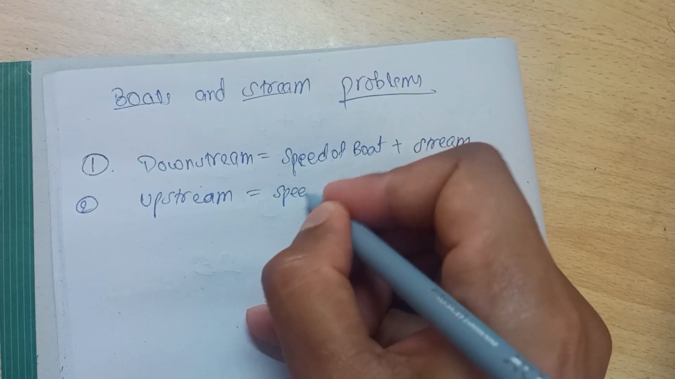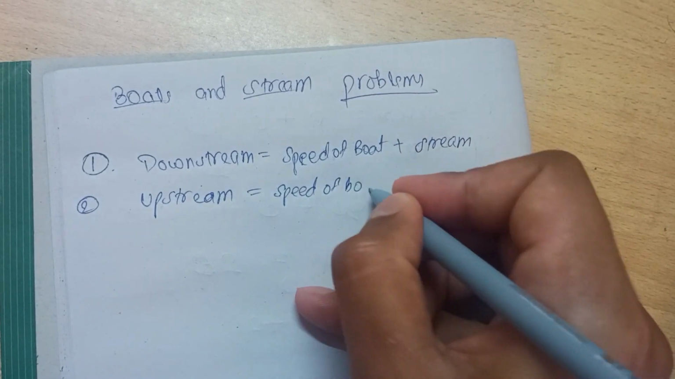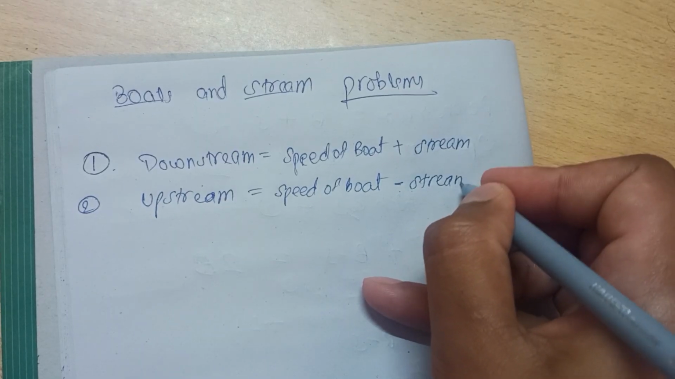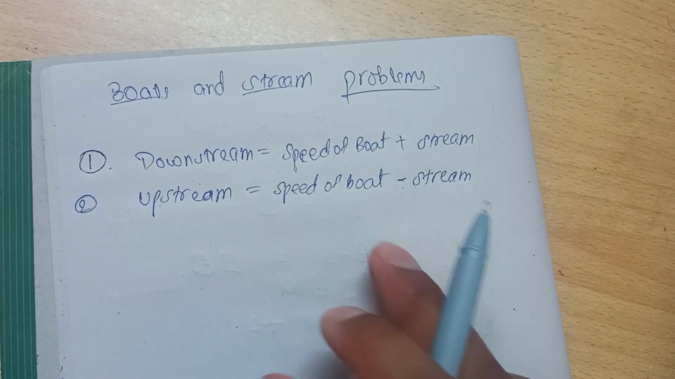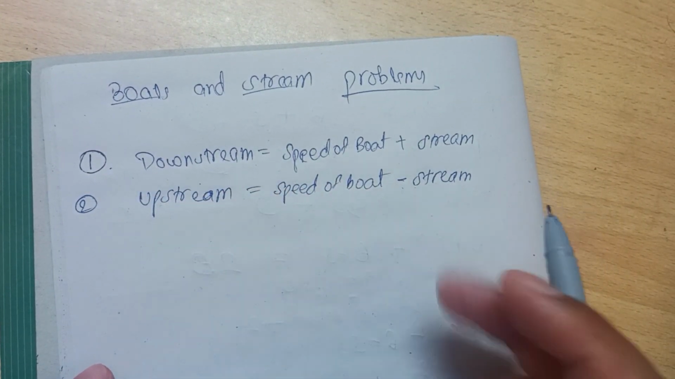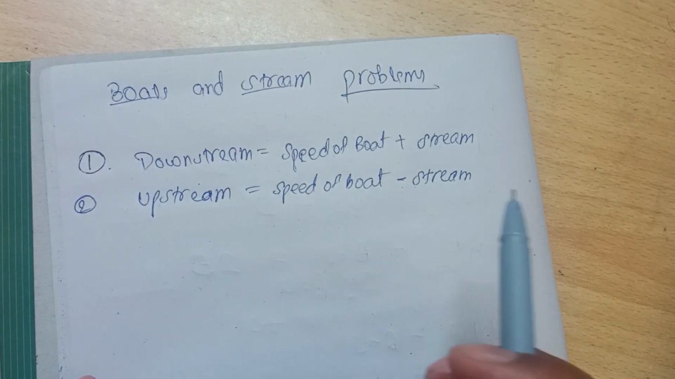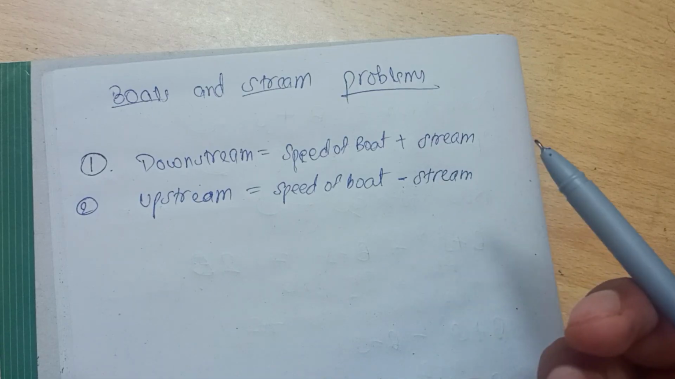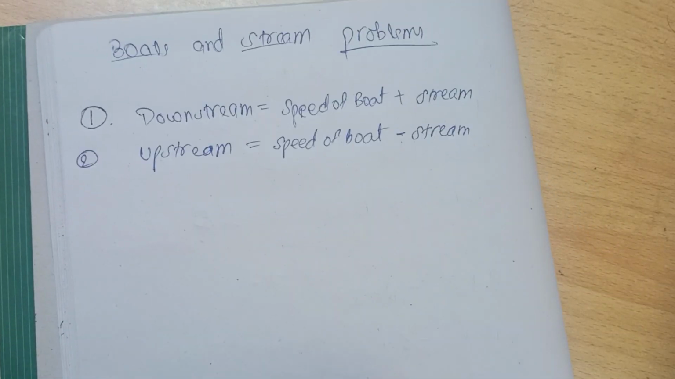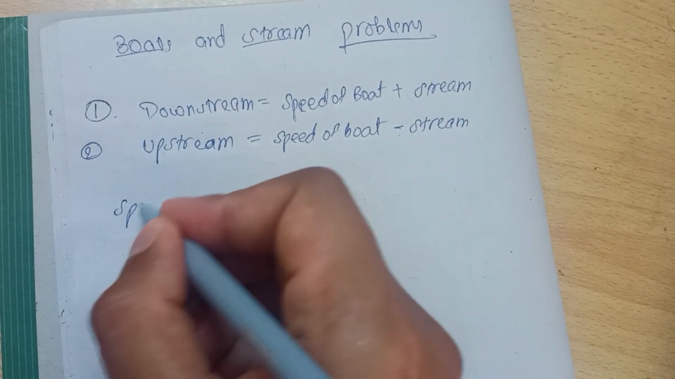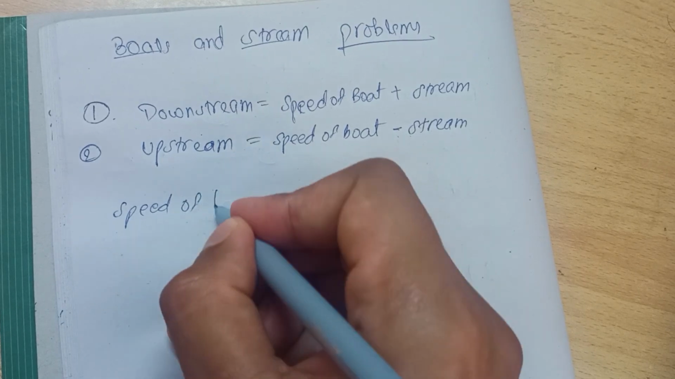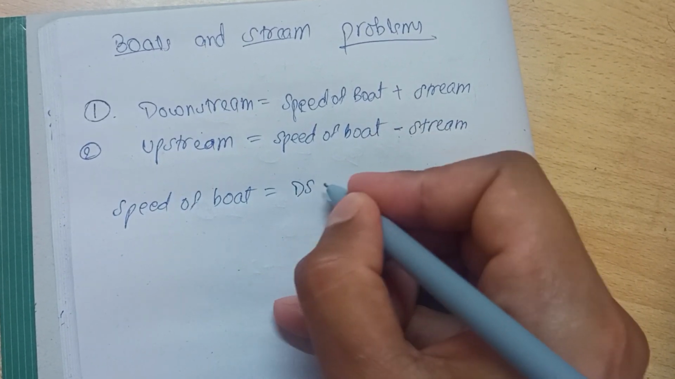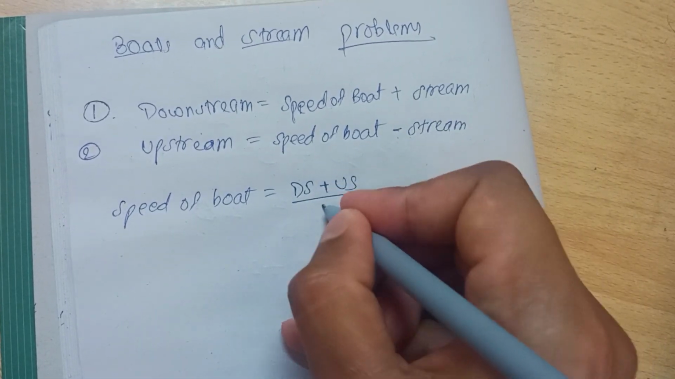which is equal to speed of boat minus stream speed. So these are the two formulas through which we can calculate the downstream and upstream. And if in the question downstream and upstream are given and we need to calculate the speed of the boat and stream speed, then the formula is, if we need to calculate the speed of the boat, which is equal to downstream plus upstream divided by 2.